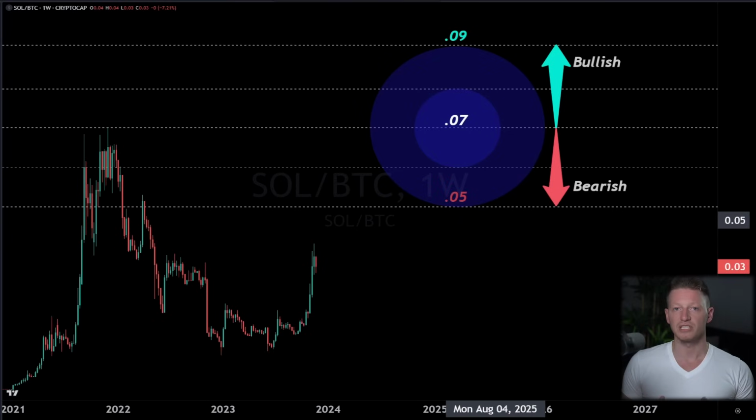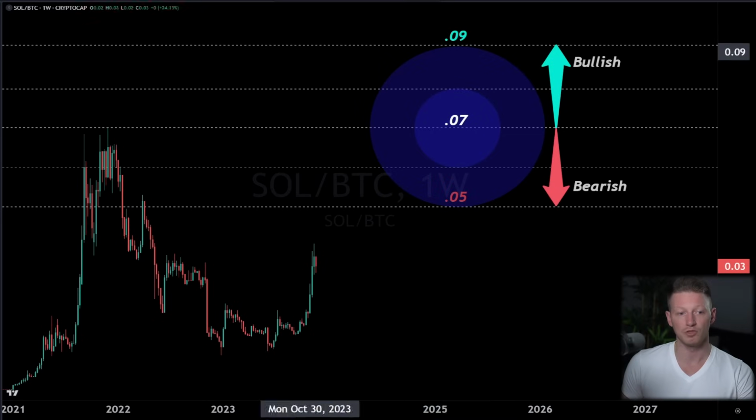So this allows us to come up with a framework for assessing what is a peak potential against Bitcoin in the peak of a next bull run. All right. So we have these numbers in place. All the way down to a 0.05 against Bitcoin, all the way up to a 0.09. So what can we do with that then?